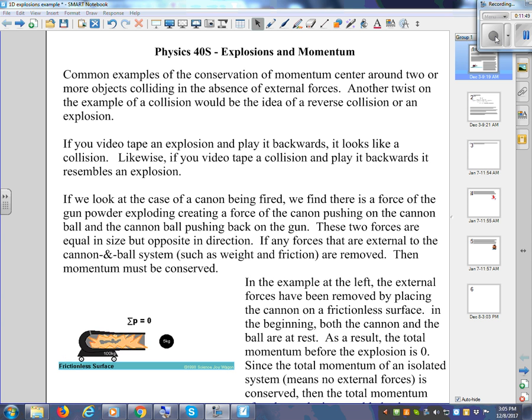Do you have that? Okay, so explosions are really just a collision in reverse. Right? Like if you think about it, that's a collision, that's an explosion. It's just in reverse, and the theory is exactly the same. Common examples of the conservation of momentum center around two or more objects colliding in the absence of external forces.